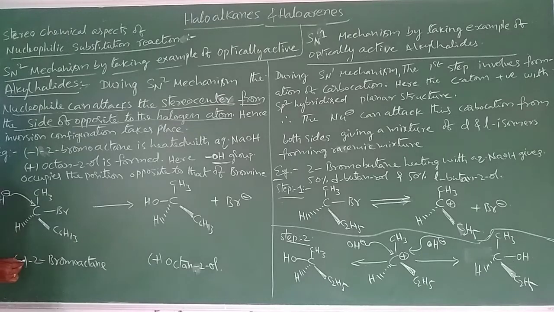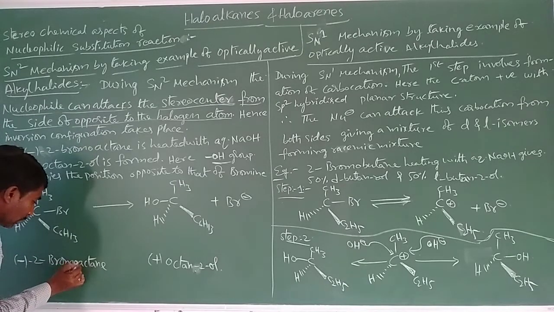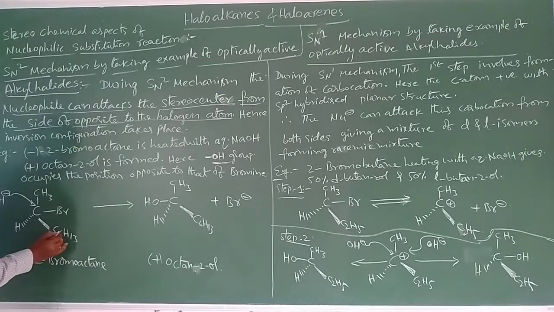So this is the 2-bromooctane, which is negative, that means levorotatory. 2-bromooctane means eight carbon atoms, 1, 2, up to 8 carbon atoms. This is the stereochemical structure, with a front side and a back side, and these two are planar. Here the nucleophile comes from NaOH. NaOH gives Na plus and OH minus.